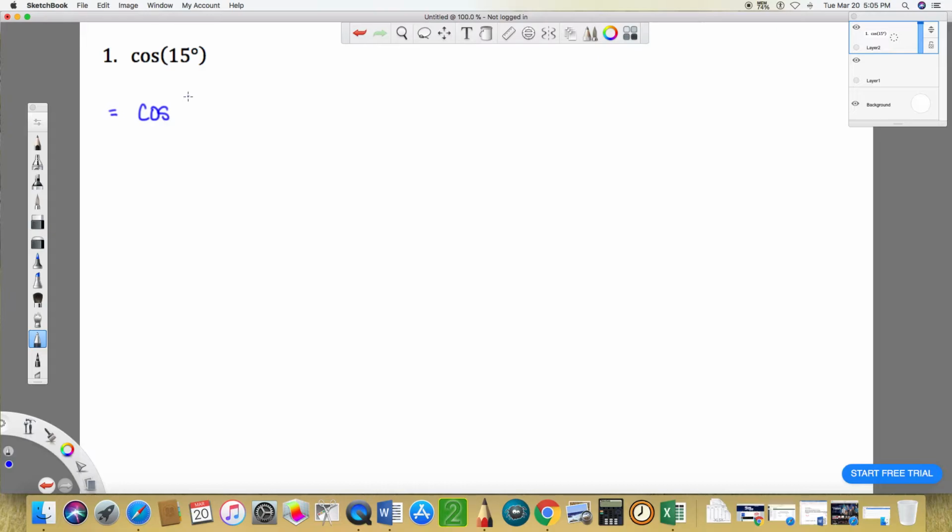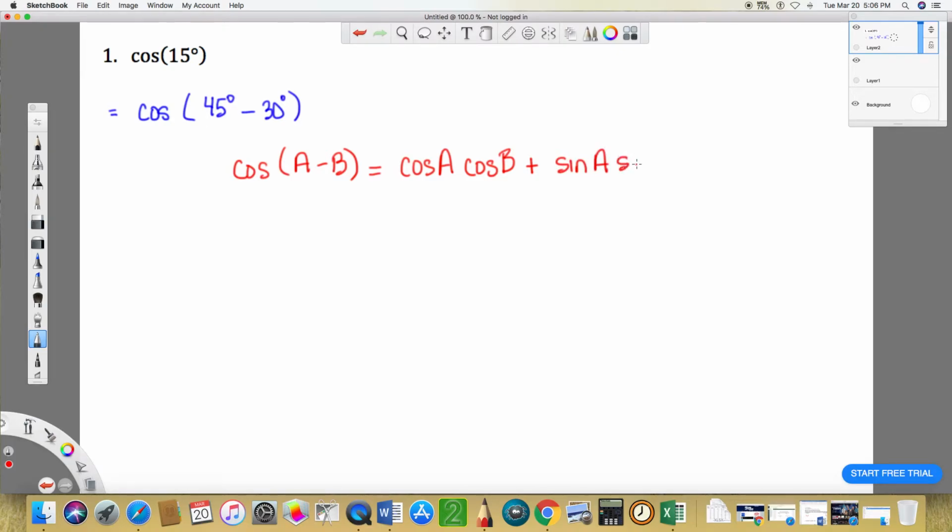And one of the ways that we could rewrite it is just simply to say that 15 degrees is the same thing as 45 degrees minus 30 degrees. Because we have a formula that says if you're taking the cosine of the difference of two angles, that's the same thing as the cosine of A times the cosine of B plus the sine of A times the sine of B.